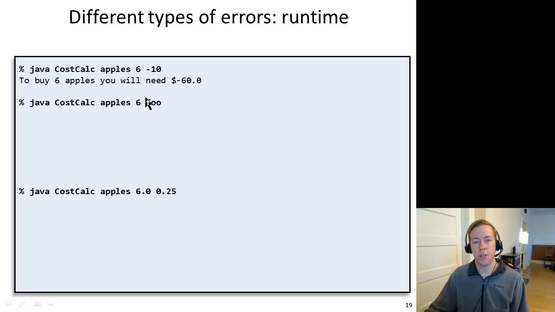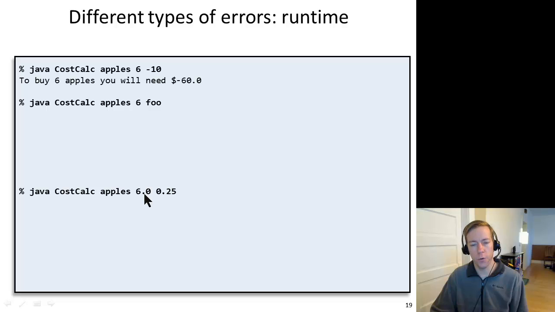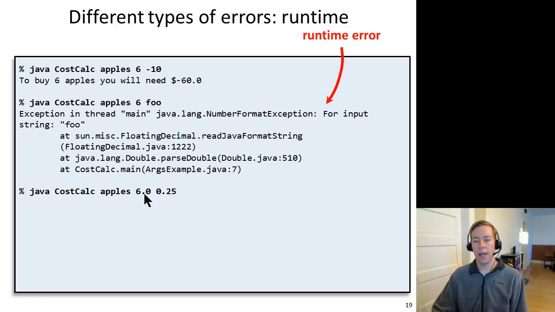Second example, I've changed the third command line argument to foo. Now the program back here is going to try and convert that foo to a double variable. Double.parseDouble is going to try and convert that to a floating point. But what's the floating point value for foo? It can't do that. If you run this program, you're going to get a runtime error. It's a runtime error because your program will compile, and you won't notice the problem until you try and run it. You run it, you get an exception, and then the program terminates.